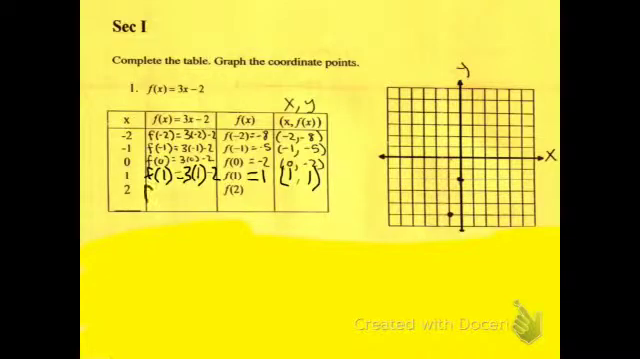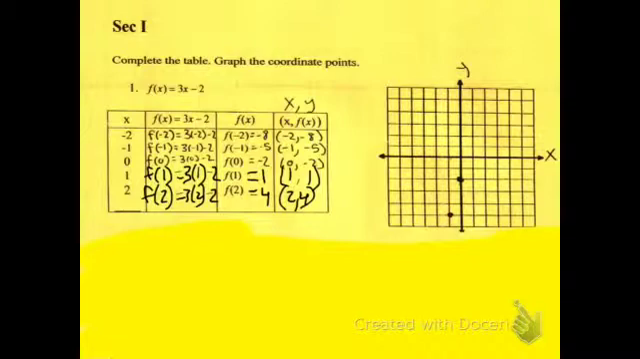And then here you got f of 2 equals 3 times 2 minus 2, which is 6 minus 2, which is 4. So you got the point (2, 4). Okay? The x value and then the function value you get after you've plugged it in. That makes a point. And then you'll plot all those points on the graph.